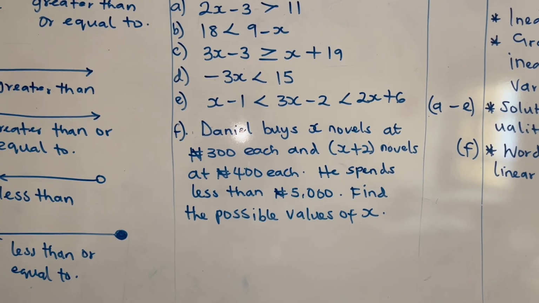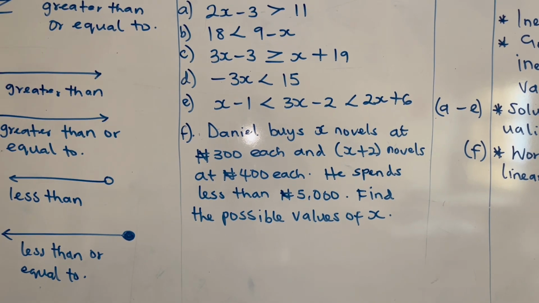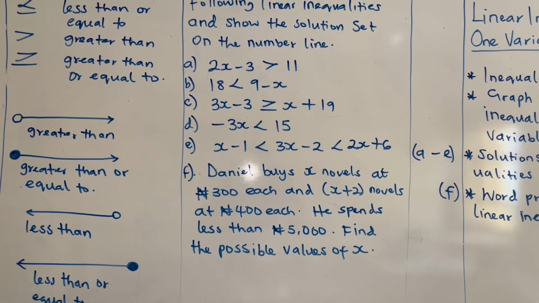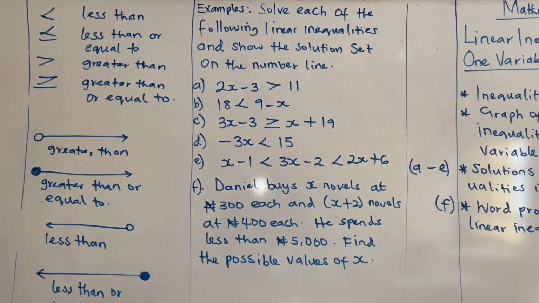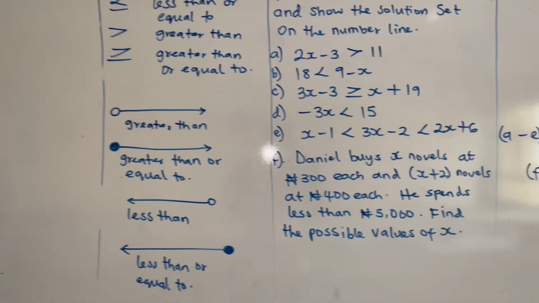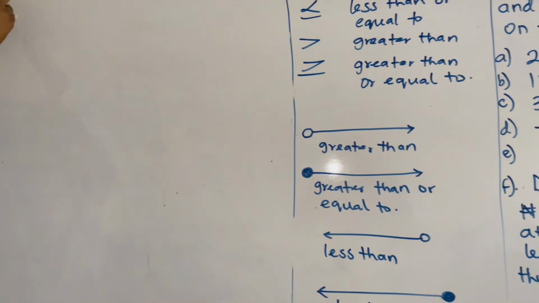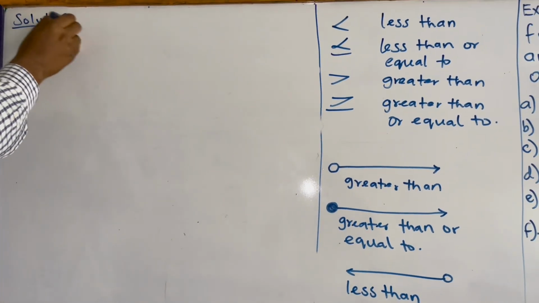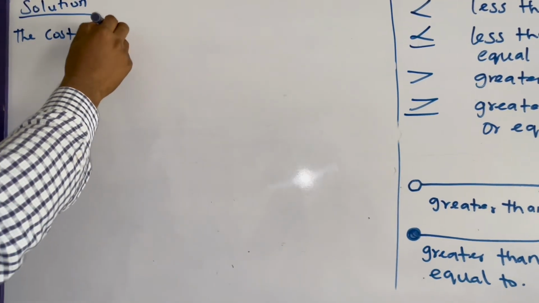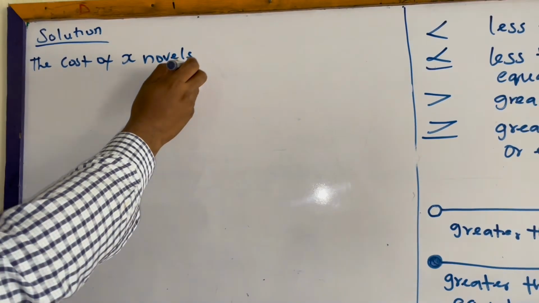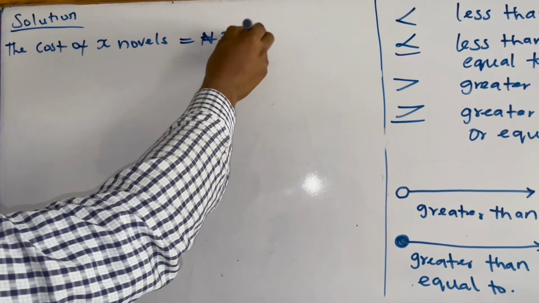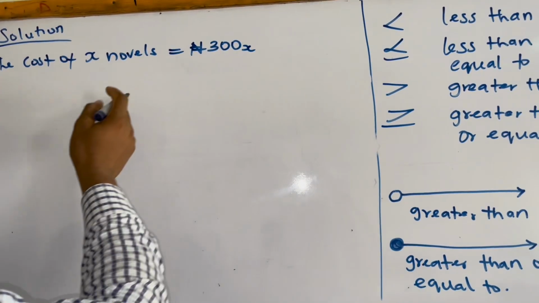For the final example, we have Daniel buys X novels at 300 naira each and X plus 2 novels at 400 naira each. He spends less than 5,000 naira. Find the possible values of X. Alright, in this case, the cost of X novels, from the question, is 300 naira times X.